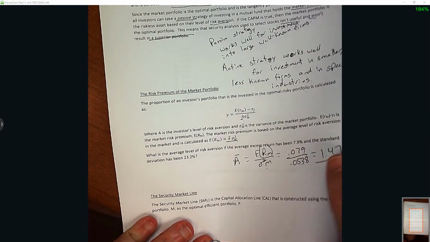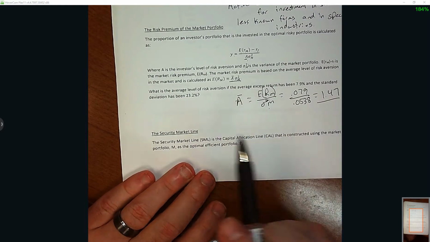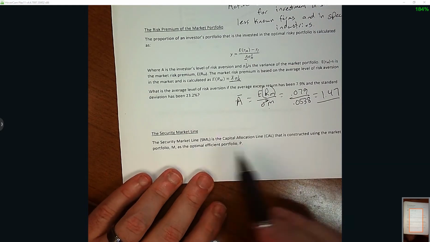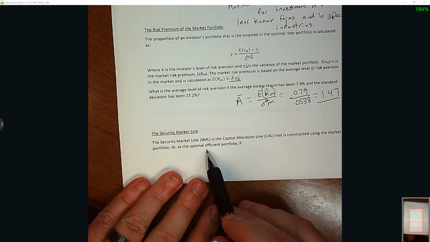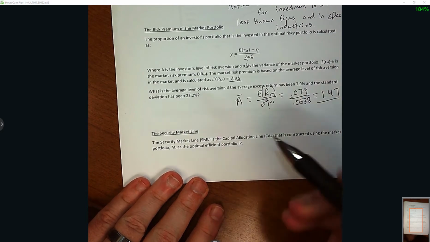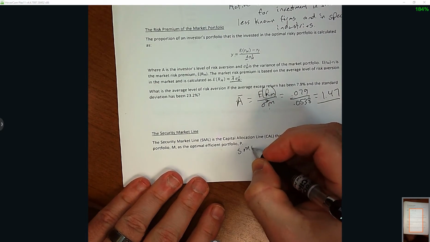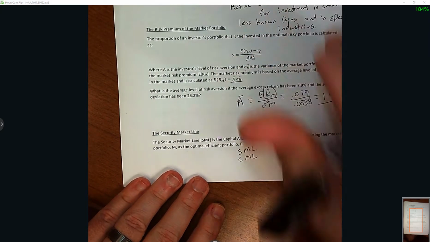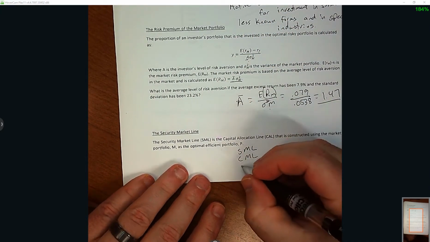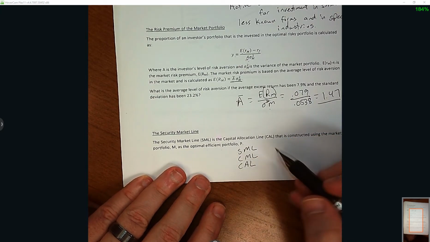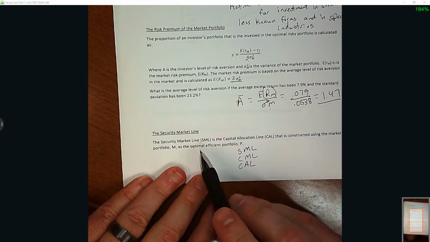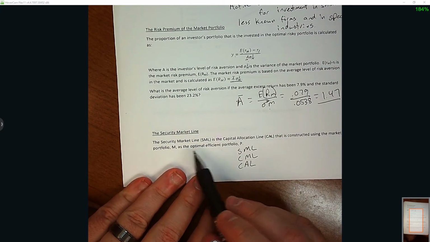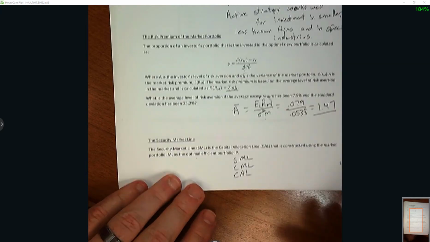So the security market line is the capital allocation line that is constructed using the market portfolio M as the optimal efficient portfolio P. So far we've talked about the security market line, the capital market line in the last set of notes, in this set of notes, and the capital allocation line. So the security market line, again, is the capital allocation line that is constructed using the market portfolio M as the optimal efficient portfolio P.